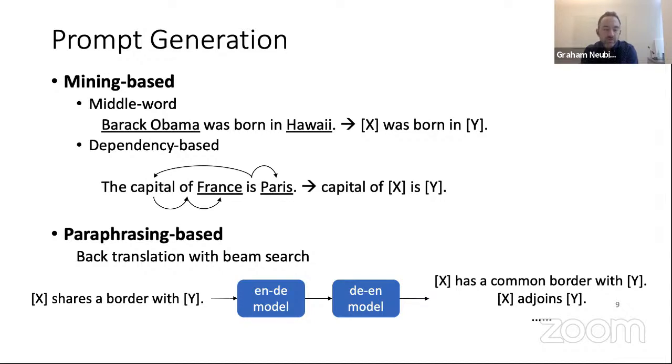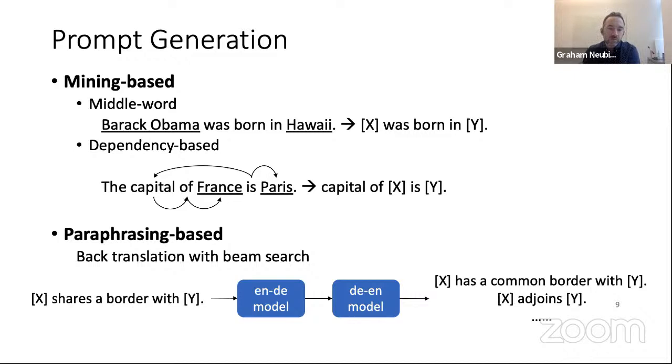The first way is by selecting the words in between. Sorry, I forgot to mention, we are doing basically a relation prediction task. So given Barack Obama, we would like to predict the place where Barack Obama was born, or given France, we would like to know what the capital of France is. And so we have a head entity, which is titled X, and a tail entity, which is titled Y. And we have a certain number of examples of this in a training data set.